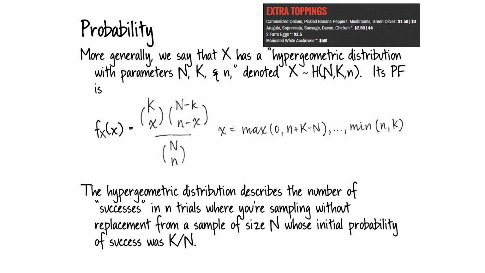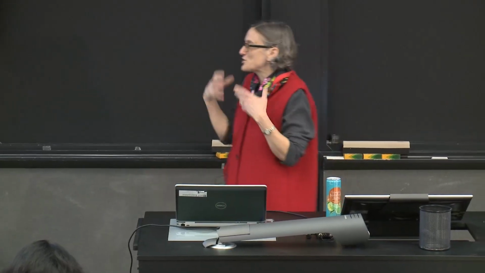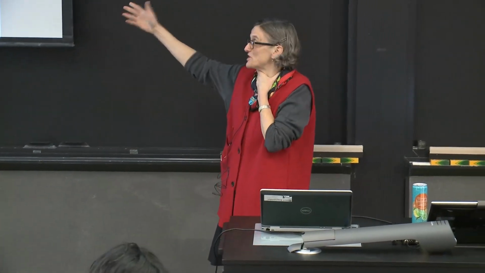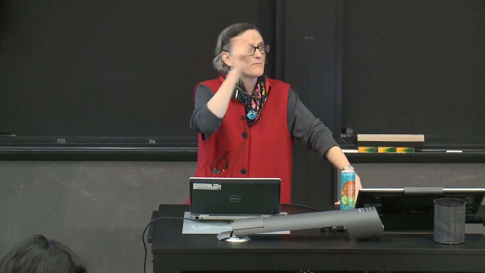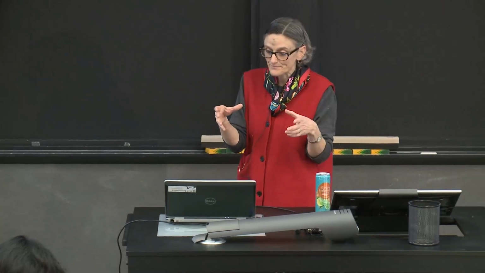So how do we interpret this distribution? Sometimes it is useful to think in terms of a description of an experiment when we're thinking about random variables. The interpretation I put on the hypergeometric is that it describes the number of, quote, successes in n trials when you're sampling without replacement from a sample of size N whose initial probability of success is K over N. Sampling without replacement means we're not putting the pieces of paper back in the hat. We pull them out and read them, and that's it. The initial sample size is N, and a, quote, success is defined as a vegetarian topping, so the initial probability of success is K over N. And then, of course, that probability of success changes over the course of the experiment as you're drawing without replacement.